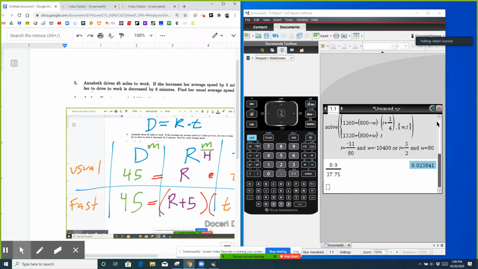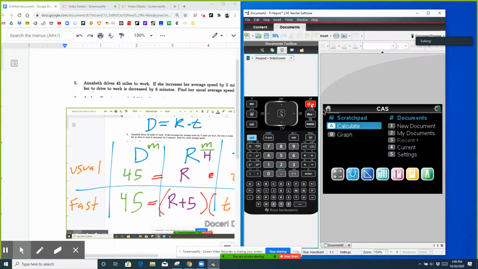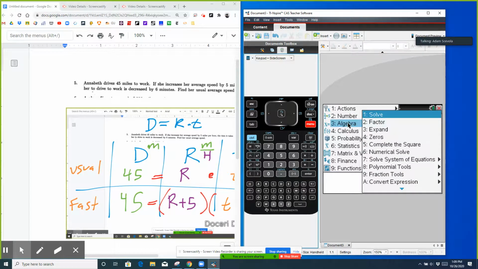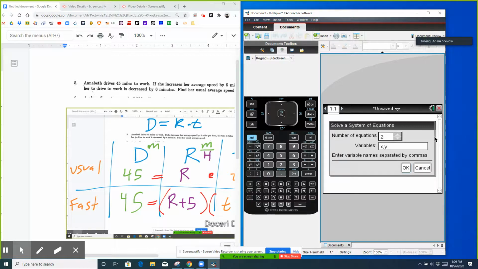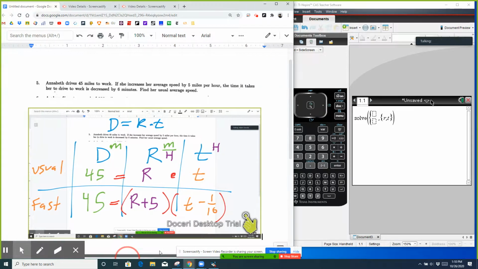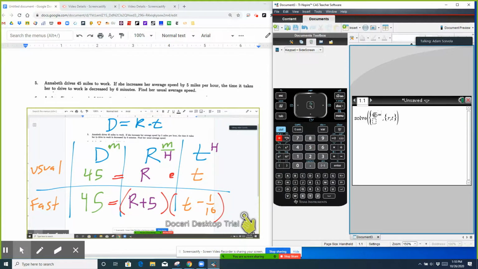I'm going to go to my home screen, type in a new doc, add a calculator, menu, algebra, solve system of equations, not linear equations, because these are regular equations. Now I can make my variables r and t for rate and time. My first equation is going to be 45 equals r times t. My second equation is going to be 45 equals parentheses r plus 5 close parentheses times t minus 1/10. And then hit enter.